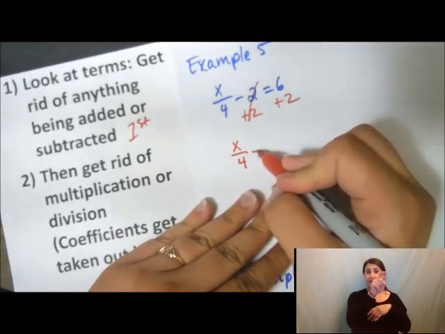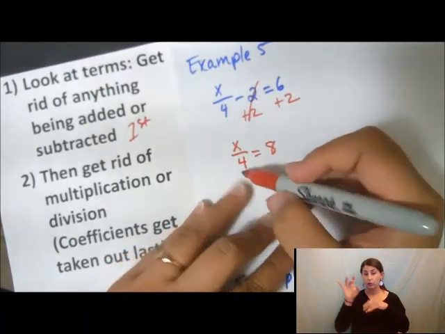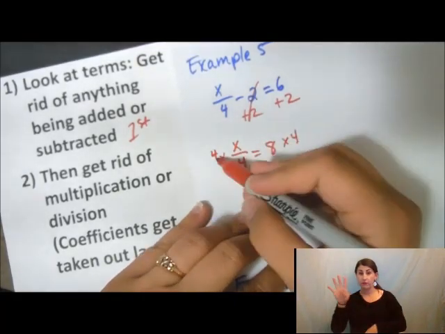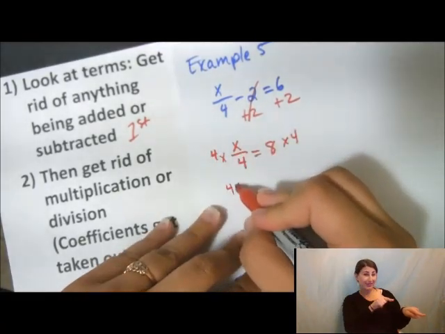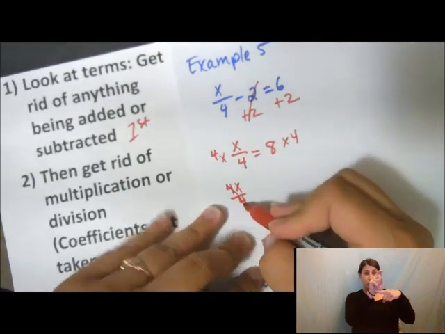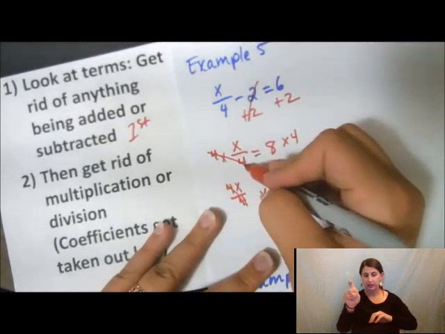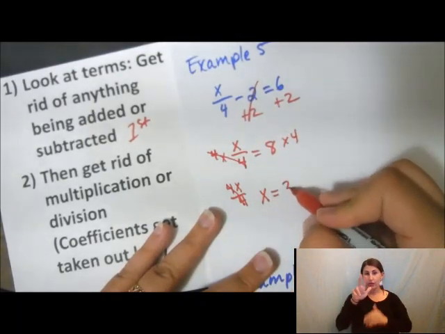So x divided by 4 equals 8. Then I'm going to multiply by 4 on both sides, because this really turns into 4x divided by 4, and that turns into 1x. So that's what I want. 1x, so that turns into 1. 1x equals 32.